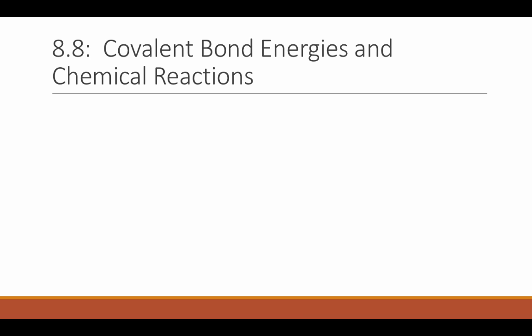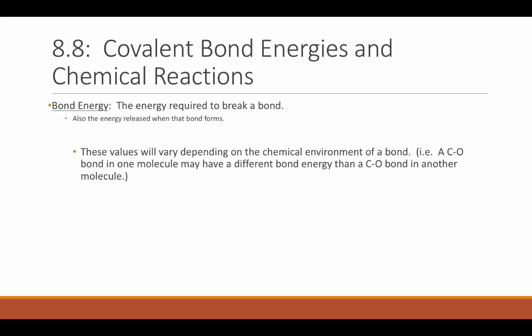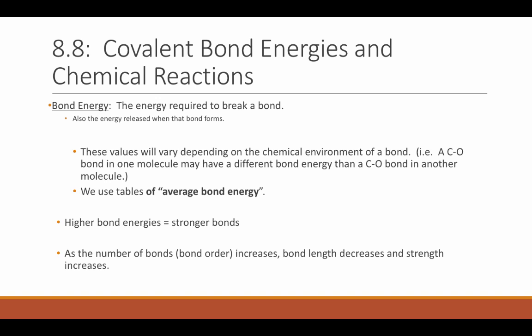Now let's consider covalent bond energies. Bond energy is the energy required to break a bond. It's also the energy released when that bond forms, since these processes are opposite from one another. The values for bond energy will not just depend on what two atoms are bound together. Instead, it will depend on the chemical environment of the bond. In other words, a C-O bond in one molecule may have a different bond energy than a C-O bond in another molecule, depending on what other bonds exist in that molecule.